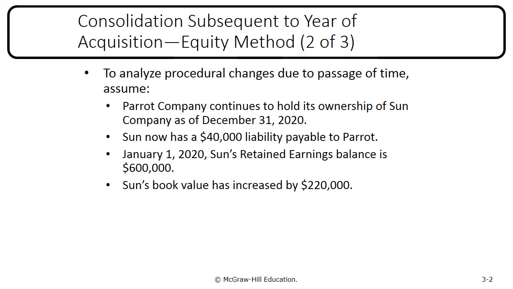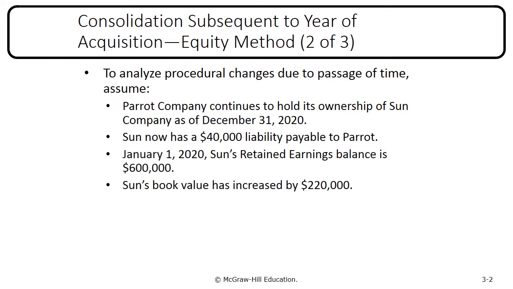Well, first, due to the passage of time, we have to assume Parrot still owns 100% of Sun. Sun now has a $40,000 liability payable to Parrot. So they're throwing another little item in there. As of January 1, 2020, Sun's retained earnings balance is $600,000, which we defined on the previous slide, why it's changed from $380,000 to $600,000, which is an overall increase in book value of $220,000. Now, what you have to keep in mind at this point is that all this time, the parent, Parrot, has been recording this change in book value. They've been increasing their investment for net income of Sun, and they've been decreasing it for dividends.